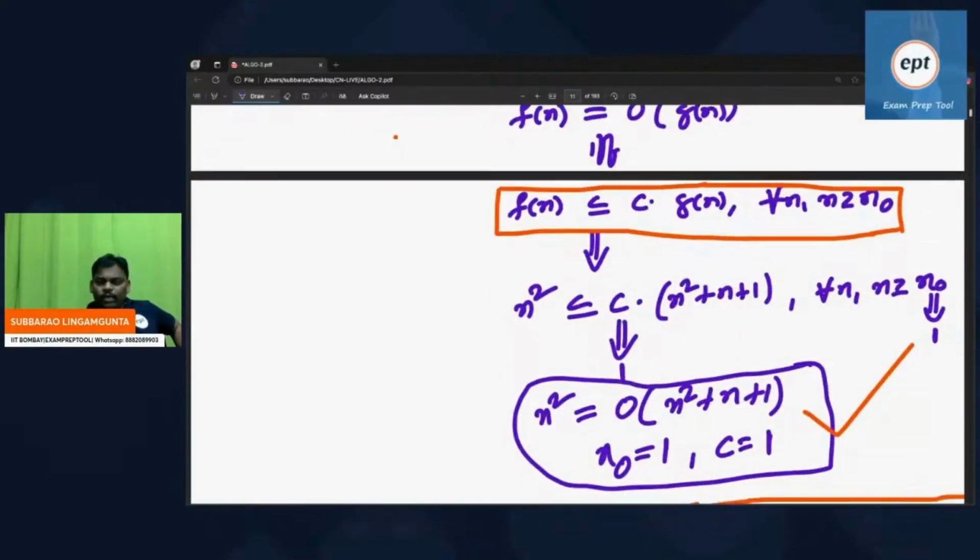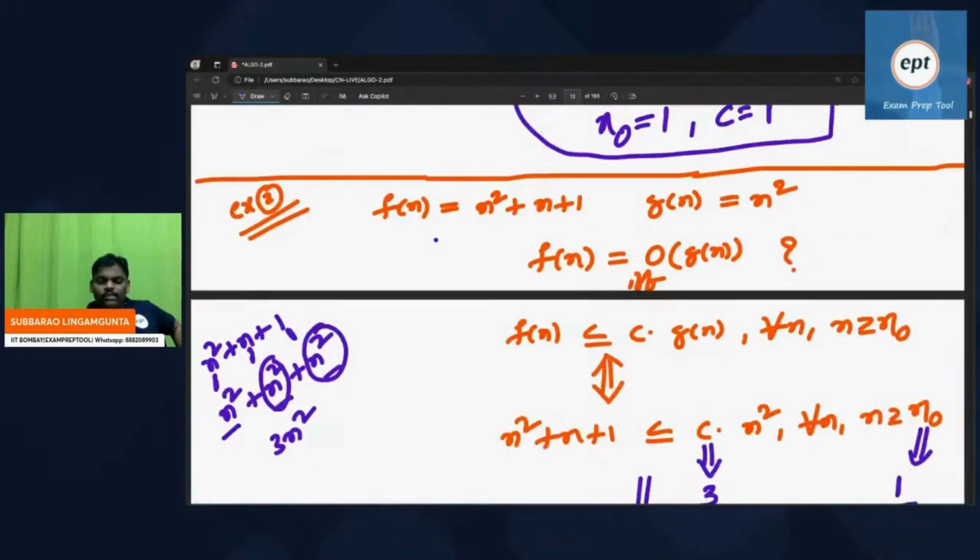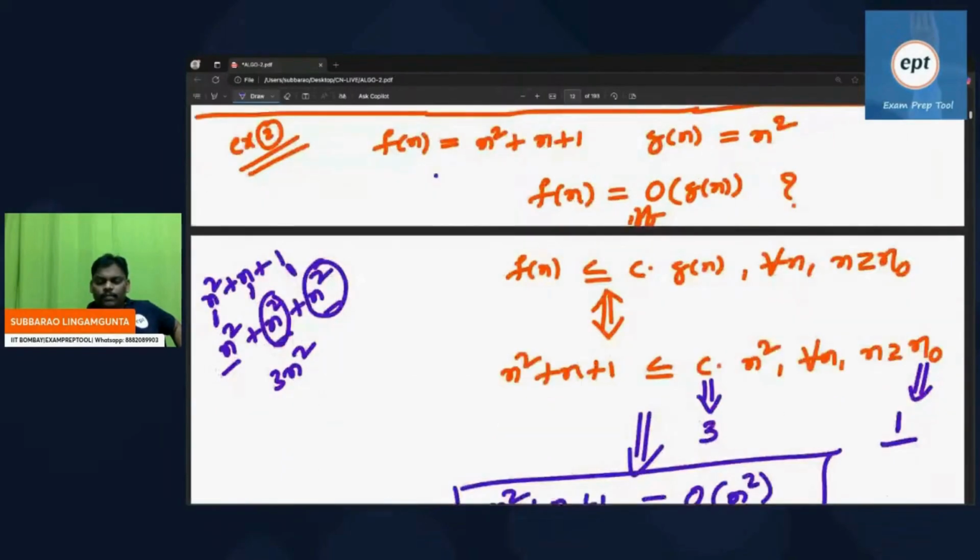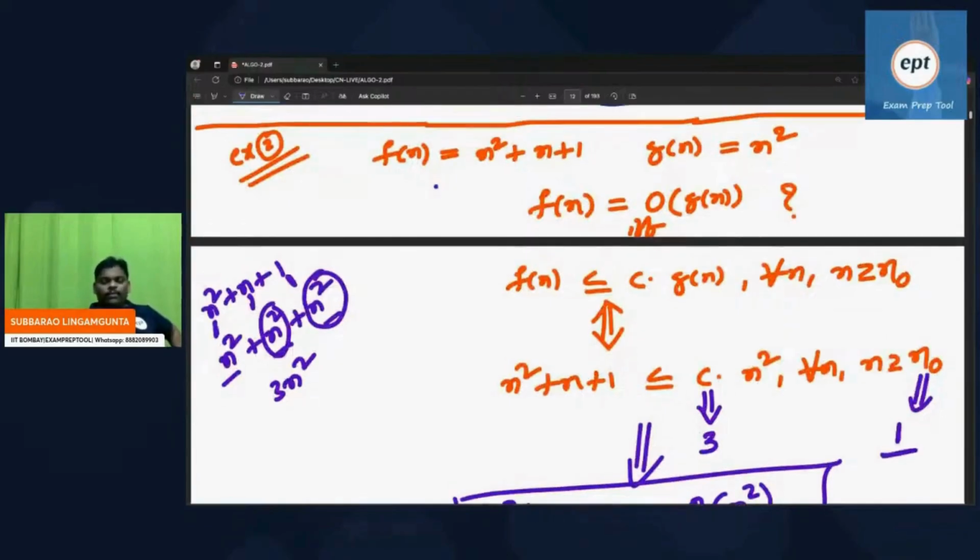Let me know if anyone has any objection. So the second example is also done. Big O notation, second example also done. If anyone has any doubt, let me know.